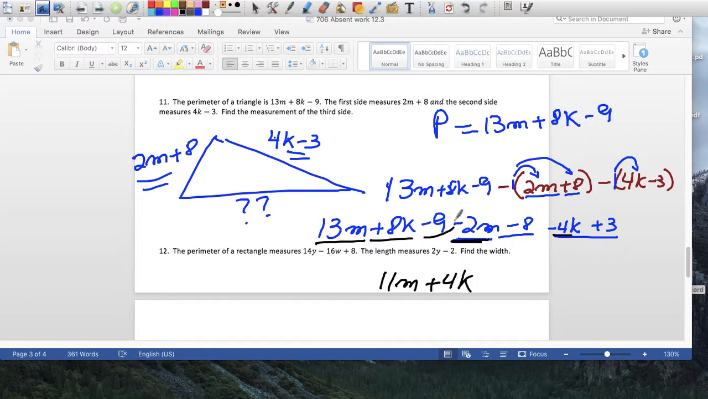And then we have three integers: negative 9, negative 8, and positive 3. So negative 9 minus 8 plus 3 is going to be negative 15. So the last side of this triangle measures 11m plus 4k minus 15. Okay, so we have one more.